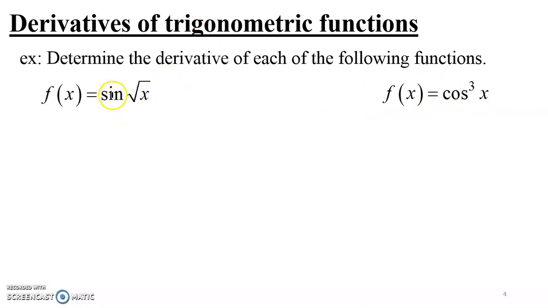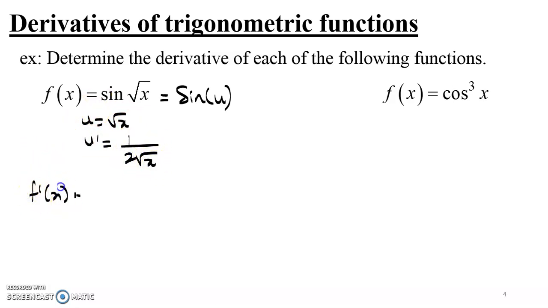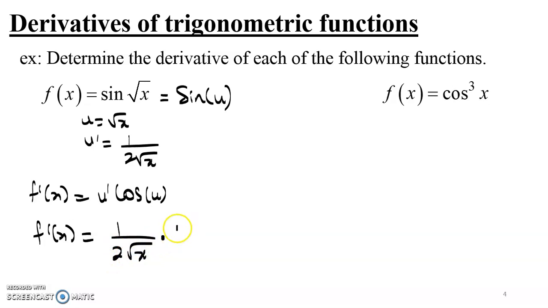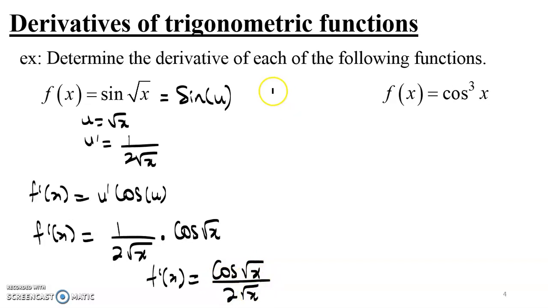Now in this third example, we have here f of x to be sine of square root of x. So again, that is in the form sine u, where u is square root of x, so u prime is 1 over 2 square root of x. So f prime of x, the derivative of sine u is cosine u multiplied by u prime. So f prime of x would be 1 over 2 square root of x times cosine of square root of x, which you could also write as cosine square root of x over 2 square root of x.